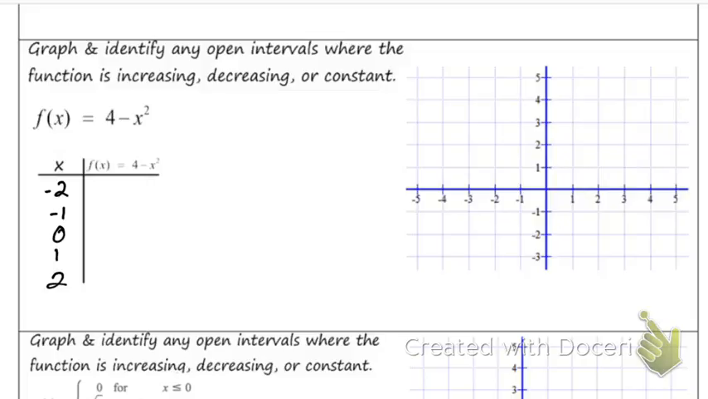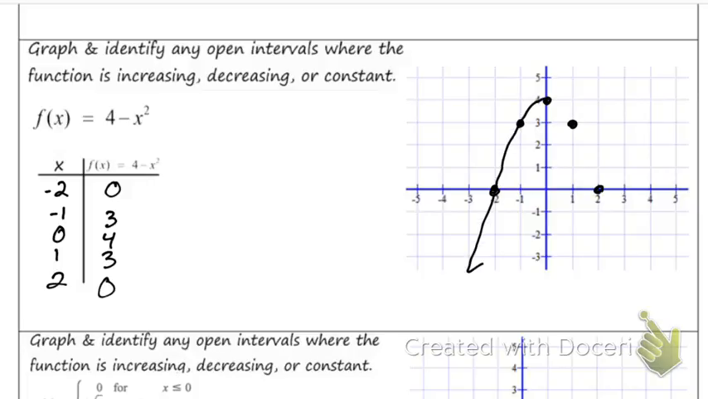When we plug -2 in, we're going to have 4 minus -2 squared. -2 squared is going to be 4. 4 minus 4 is 0. -1 squared is a positive 1. 4 minus 1 is 3. 0 squared is 0. 4 minus 0 is 4. And then it just goes 3, 0. So our graph is going to be -2, 0, -1, 3, 0, 4, 1, 3, and 2, 0.